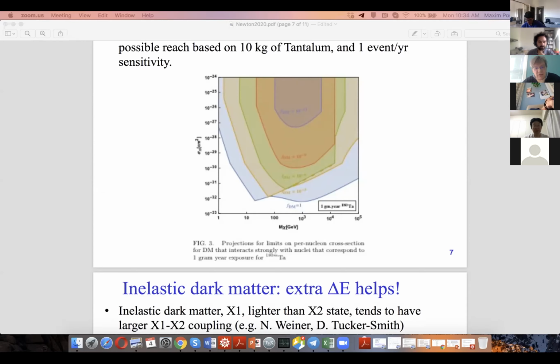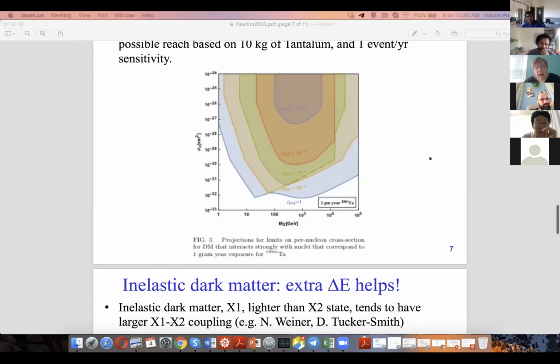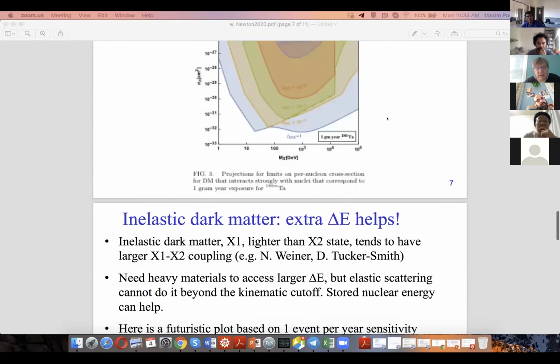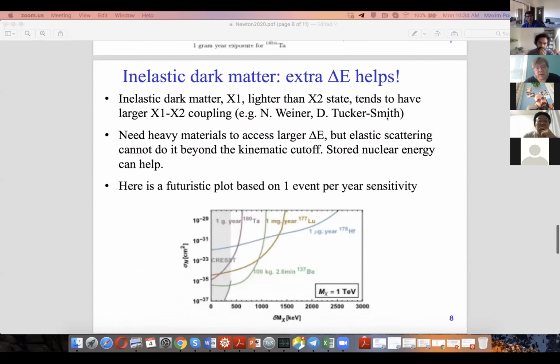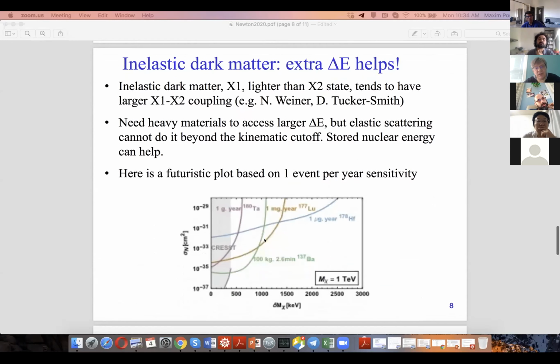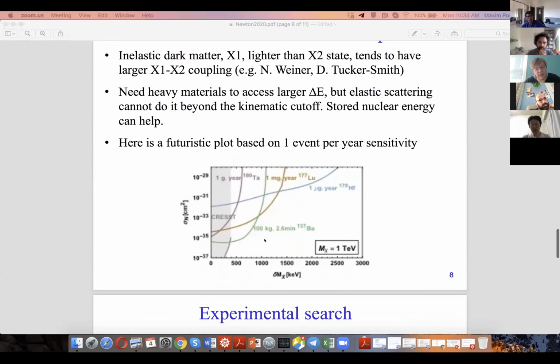So I'm just going to say that if the abundance of this strongly interacting dark matter is at the level of 10⁻⁵, using this metastable tantalum, one can basically probe this model by Michele and Alessandro. And similar things for the inelastic dark matter.